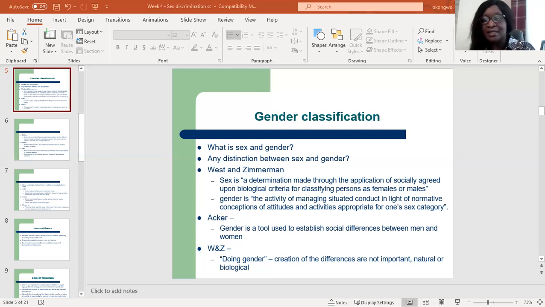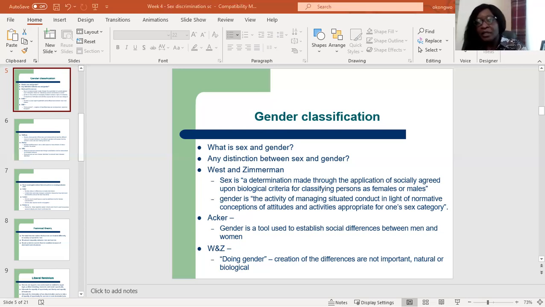And they say gender is the activity of managing situated conduct in light of normative conceptions of attitudes and activities appropriate for one's sex category. All right, so with this sex categorization that has already been carried out, the society then comes up with how it thinks that these groups should behave and the things that they should do. Then it starts to ascribe activities to them and telling them how to behave. All right, so this is the difference between sex and gender, though sometimes they are used interchangeably.